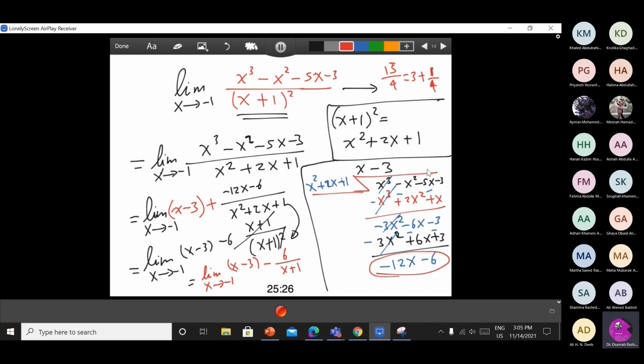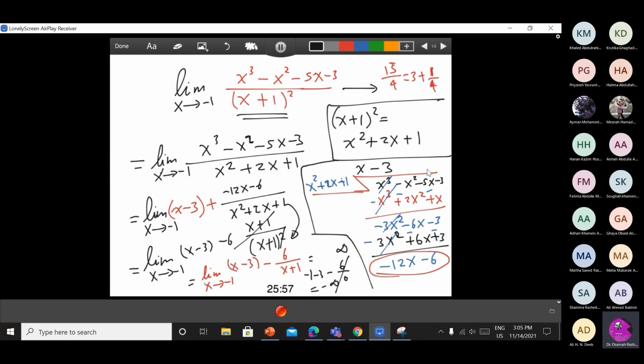So this is a problem here. This one will make it infinity. If you substitute, what do you have? You have minus 1 minus 3, minus 6 over 0. This is what makes it infinity, right? So you end up with minus infinity.